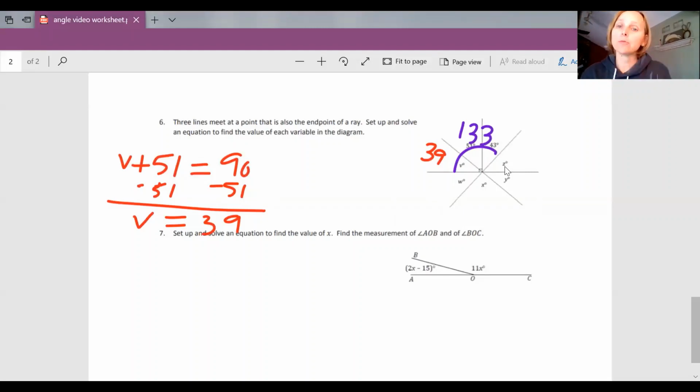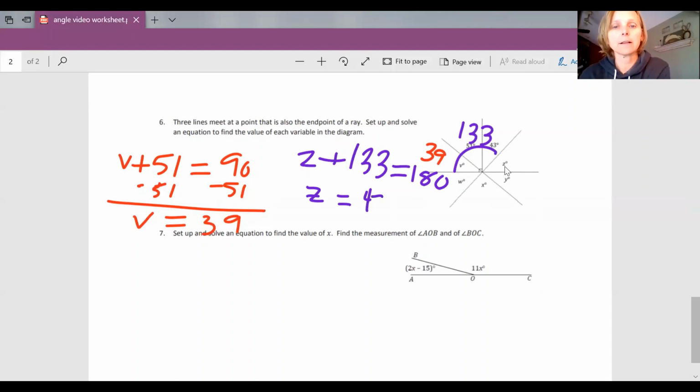Okay, so I can write another equation, just like I did to find the measure of the angle V. I can look at this and say, well, Z plus 133, because that includes all 3 of those angles, equals 180. And I'm going to save myself a little bit of room on the screen, and I'm going to subtract 133 from both sides, and I get Z equals 47. So that's going to be here.